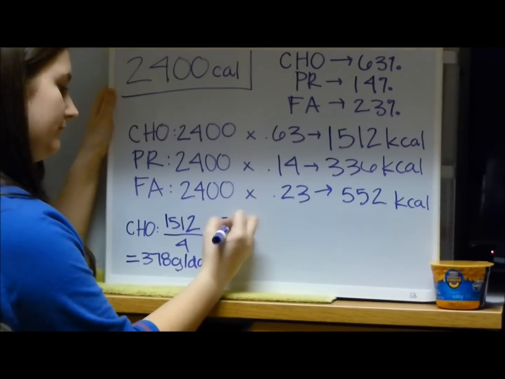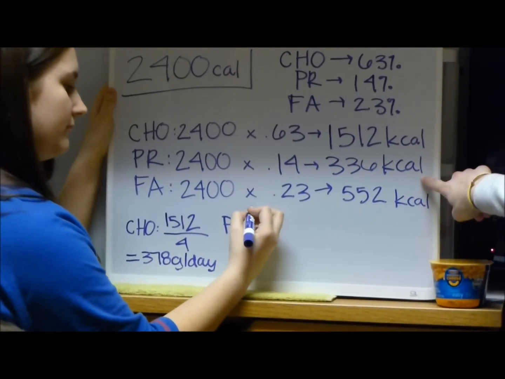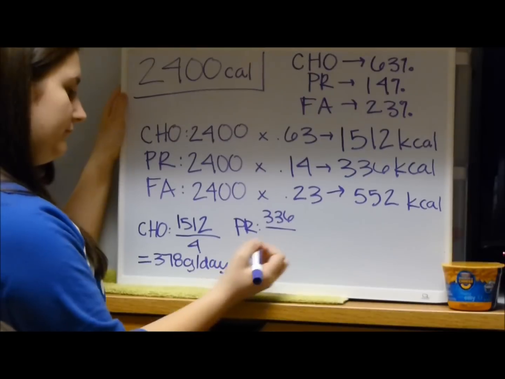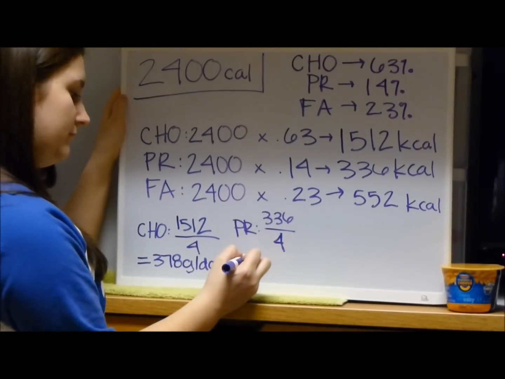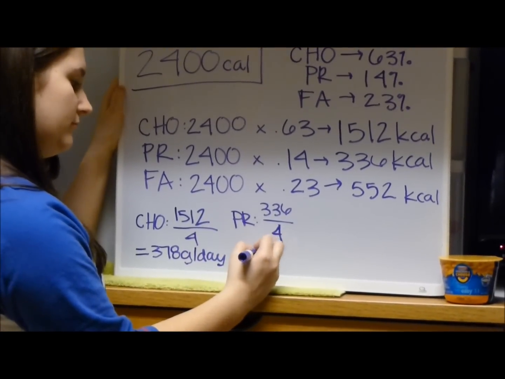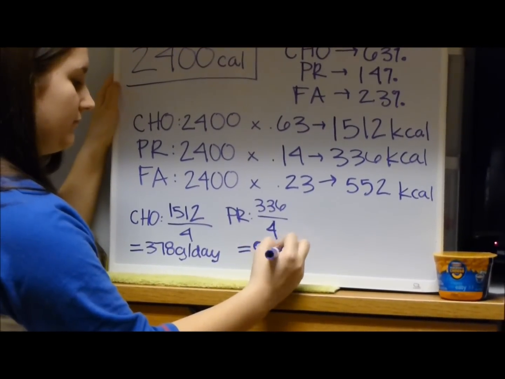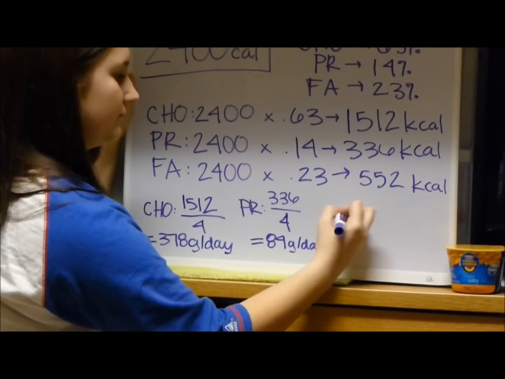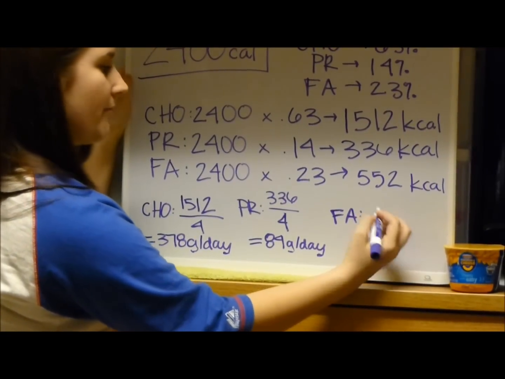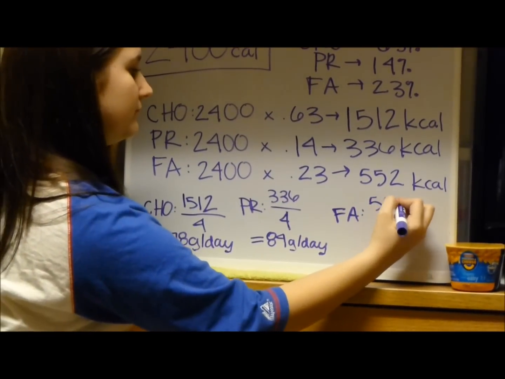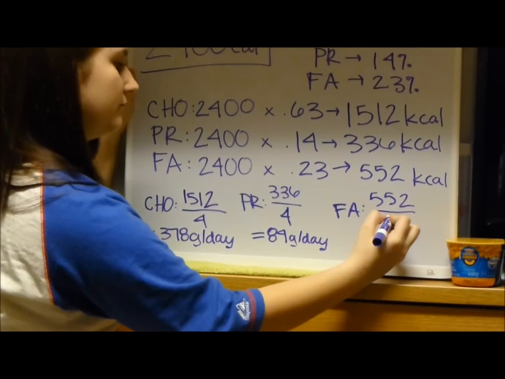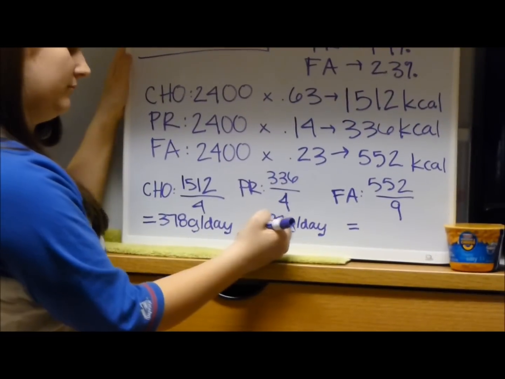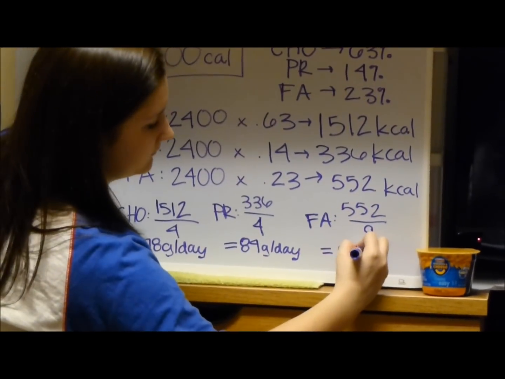Now moving on to protein, we're going to take the number we've already calculated here, 336 kilocalories per day, divided by the standard for protein, which is also 4 grams. And this gives us 84 grams of protein per day. Finally, we're going to calculate how much fat she can have. We're going to take 552 kilocalories per day and divide that by the standard, which is 9 grams. And that gives us 61.3 grams of fat per day.